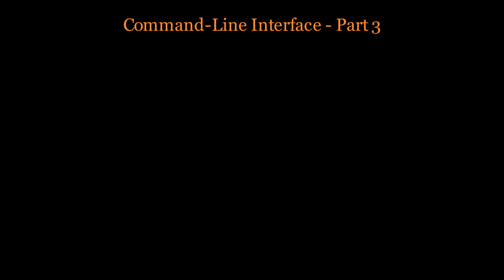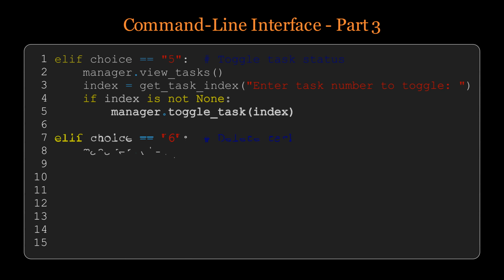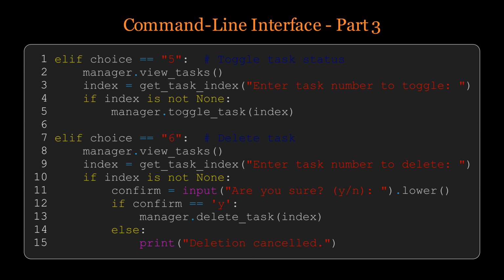Now let's add options to modify tasks. Users can toggle completion status or delete tasks entirely. These operations need the task number, which we get using a helper function. For choice 5, toggling task status, we first display all tasks so the user can see the numbers. We call getTaskIndex with a custom prompt asking which task to toggle. If we get a valid index, not None, we call manager.toggleTask.